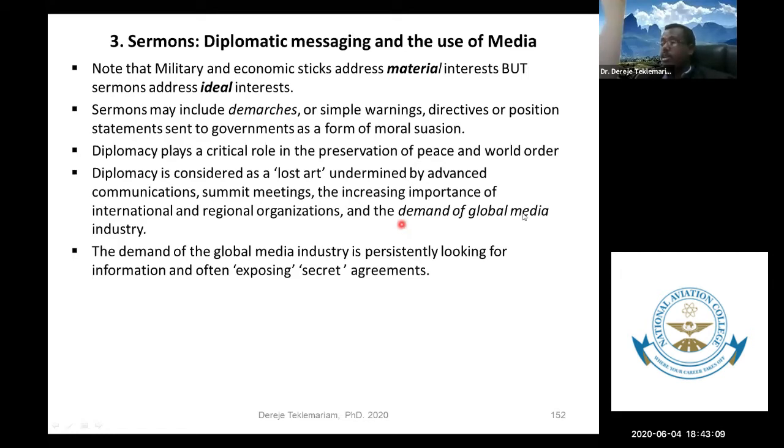It's really the demand of the global media, and because of the increasing advanced communications, the increasing frequency of summit meetings, and even the rising importance of international, regional and global organizations, the work or tradition of diplomacy is dwindling. It's considered a lost art. It's a very nice art, but it's lost. And the effect and the cost of this loss will be seen soon. And I think we are also looking at how the media is trying to disintegrate the world.